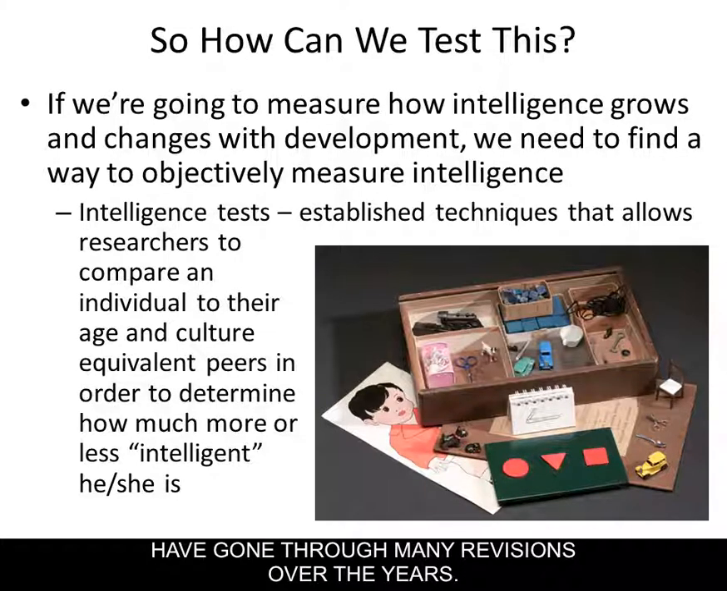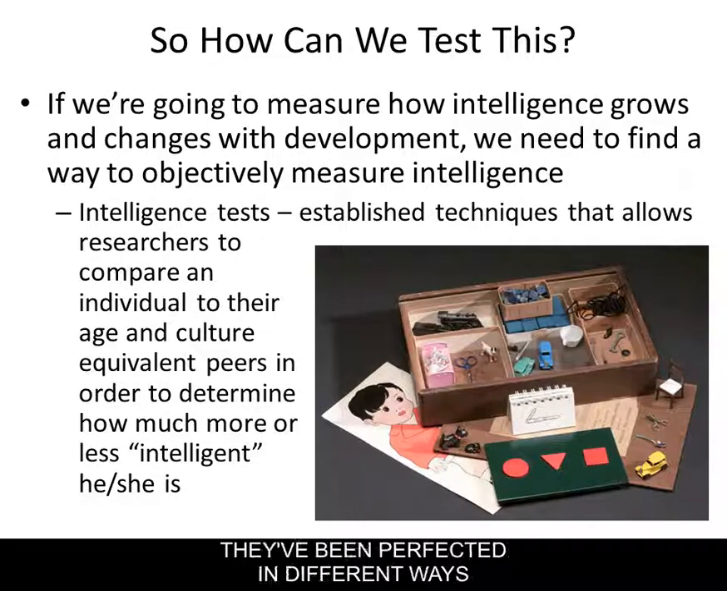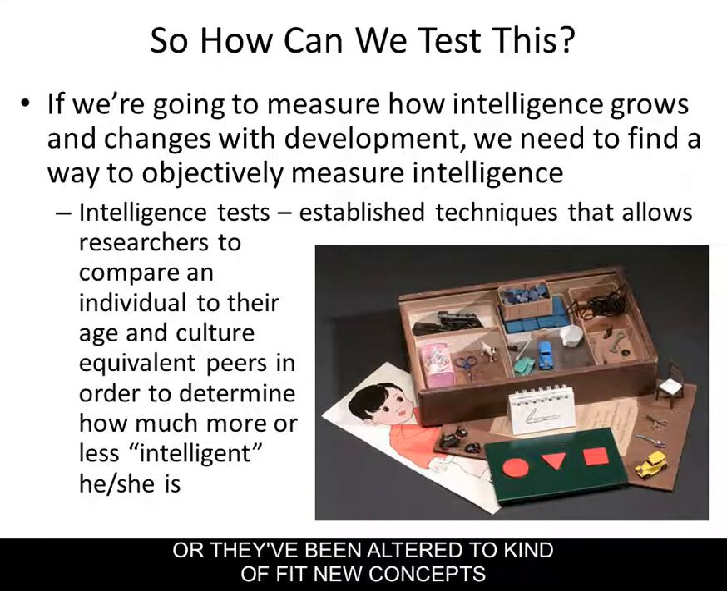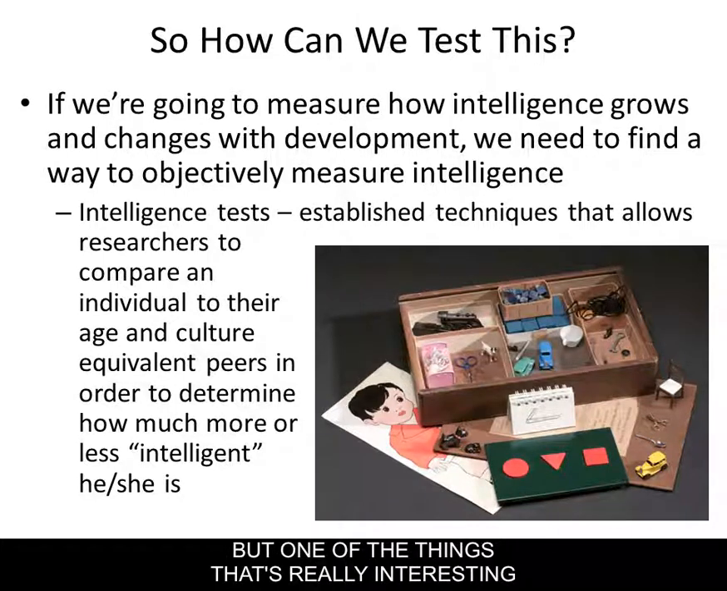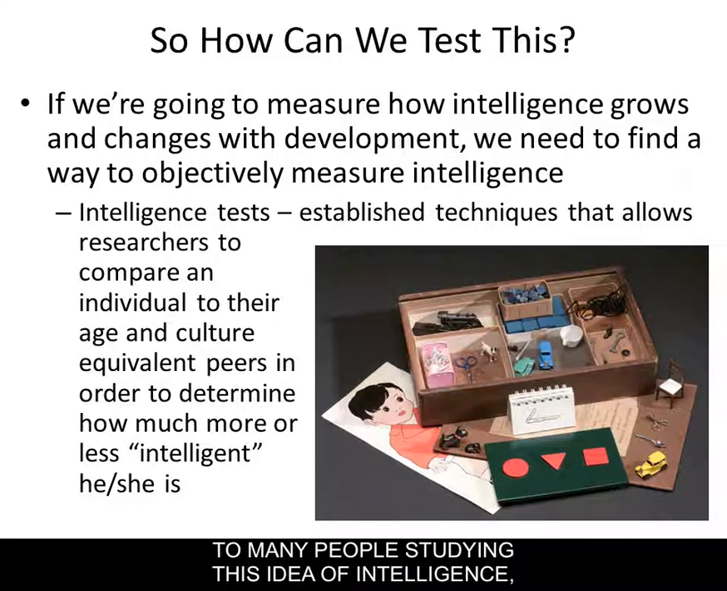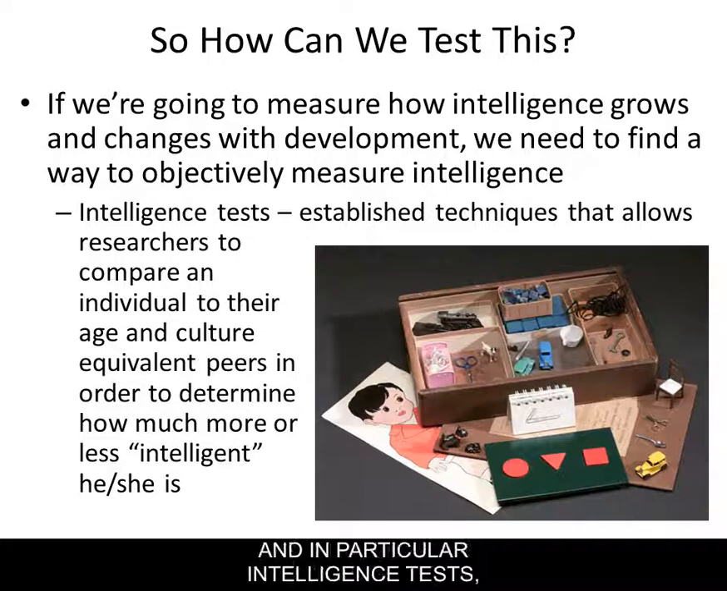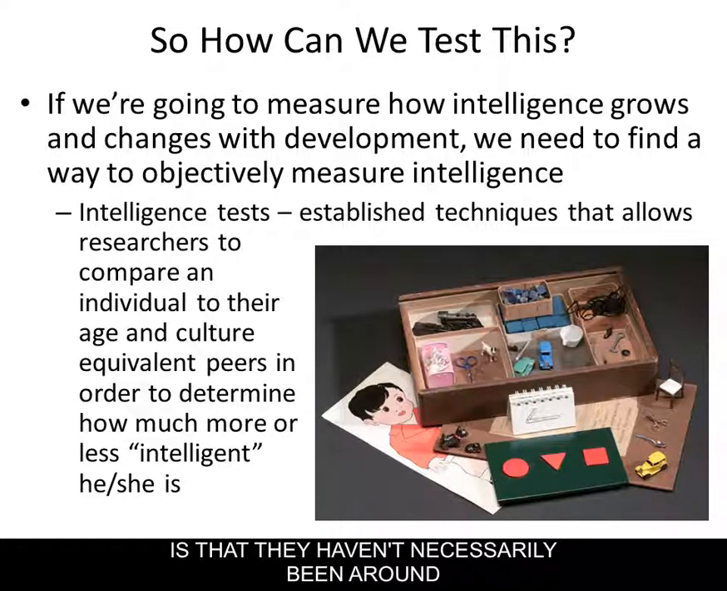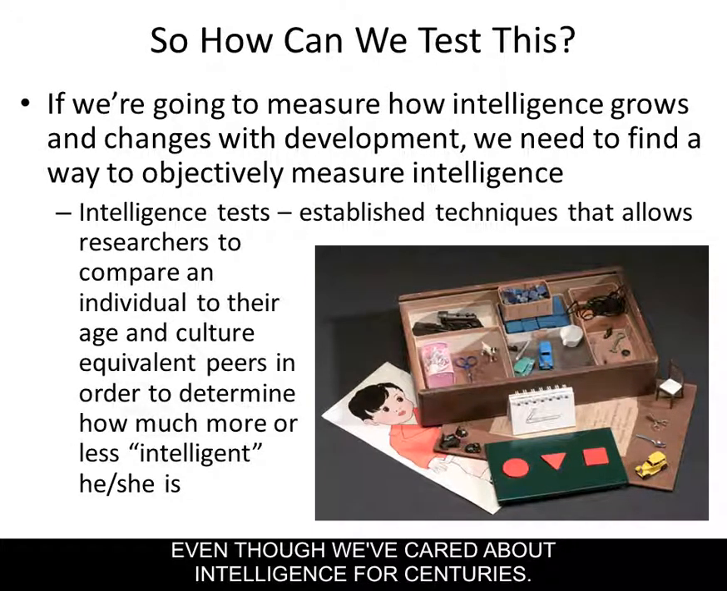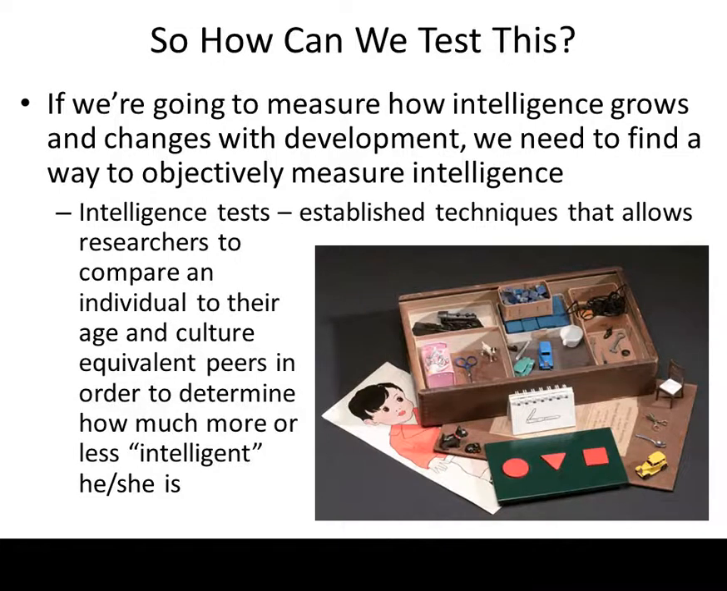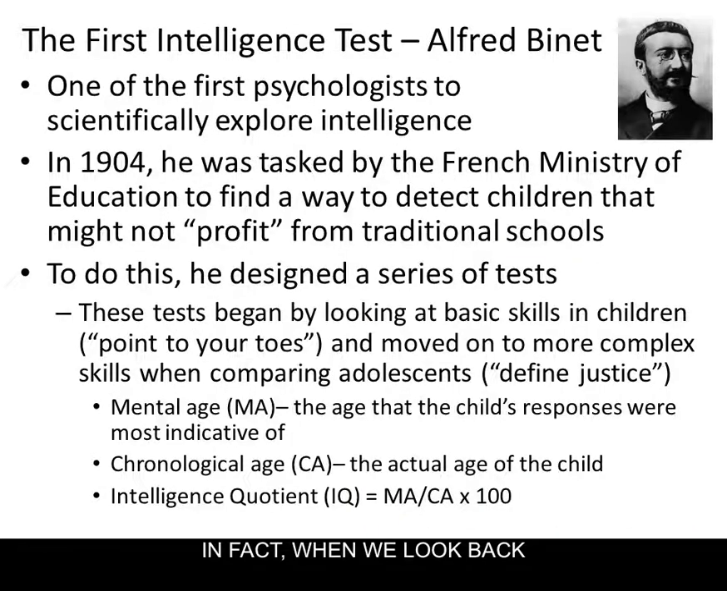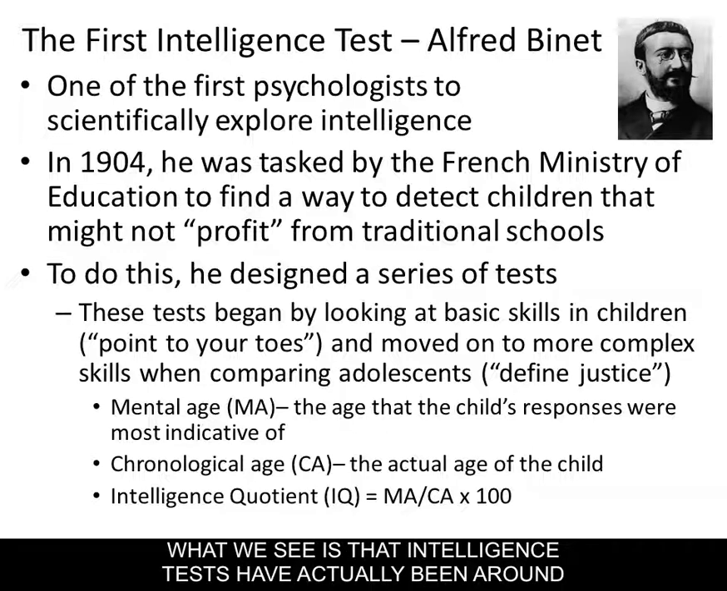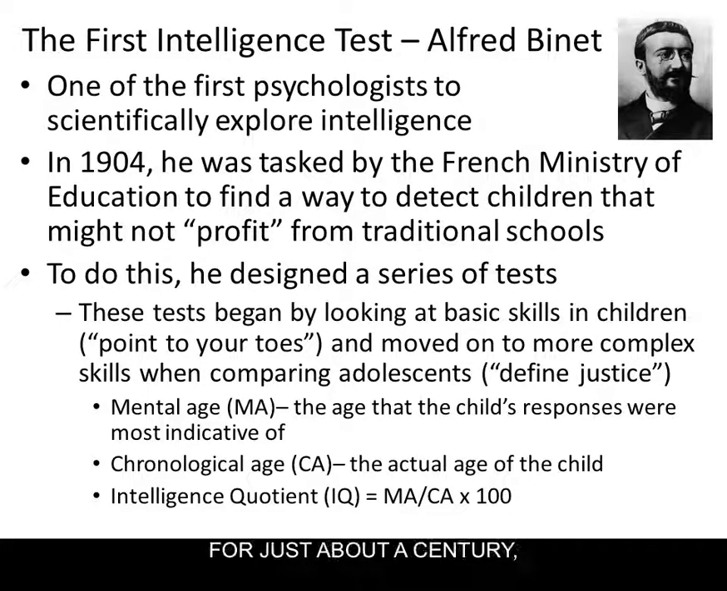Intelligence tests have gone through many revisions over the years. They've been perfected in different ways, or altered to fit new concepts of what intelligence is about. But one of the things that's really interesting to many people studying intelligence, and in particular intelligence tests, is that they haven't been around for a really long period of time, even though we've cared about intelligence for centuries. In fact, when we look back in the history of this topic, we see that intelligence tests have actually been around for just about a century.